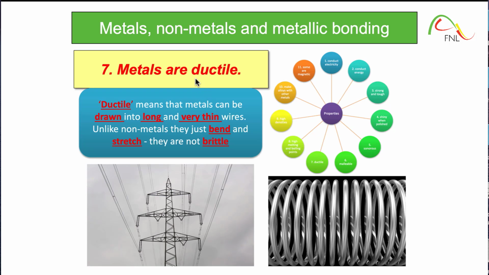Seven. Metals are ductile, new word. Ductile means that metals can be drawn into long and very thin wires. Unlike non-metals, they just bend and stretch. They're not brittle, they won't snap.